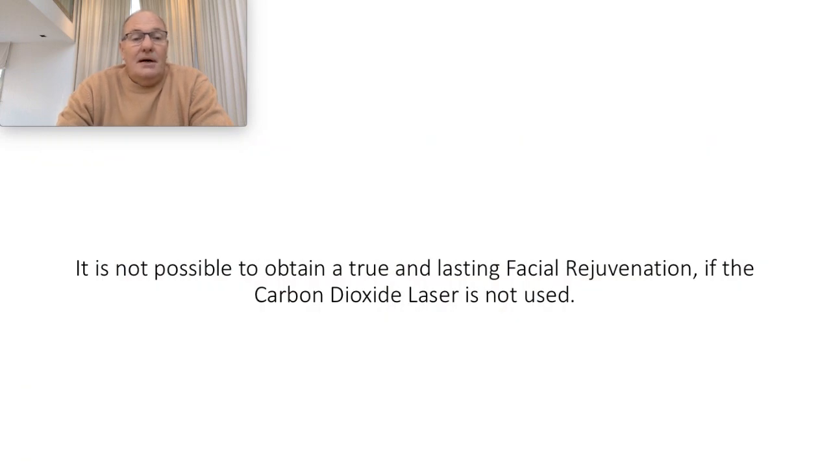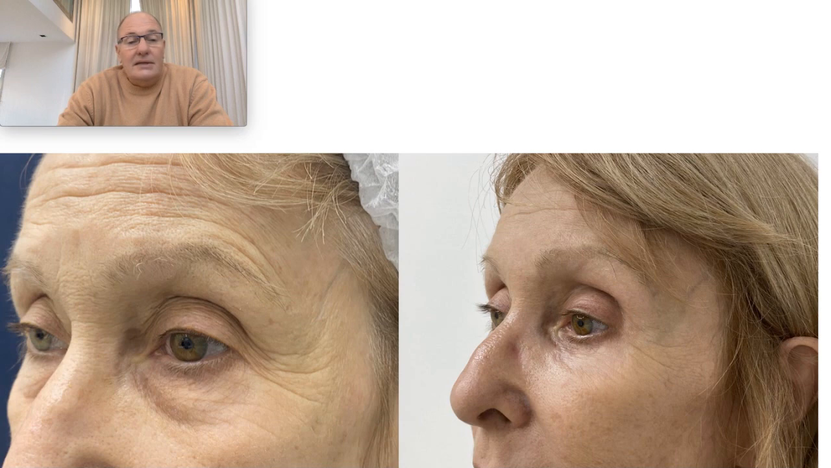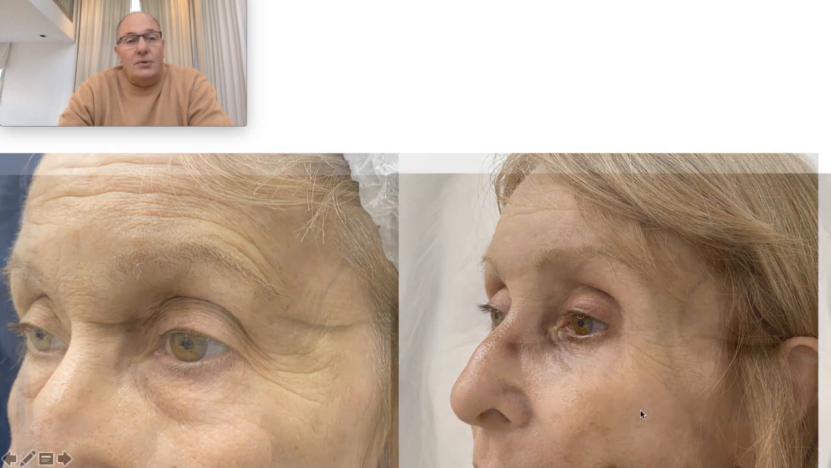As you can see, it is impossible to rejuvenate this skin with the resection of a strip of skin here, and also it's impossible to improve all these wrinkles by removing a thin strip of this area. But this is the result: no scar, skin rejuvenation instead of skin damage. It is impossible to obtain a true and lasting facial rejuvenation if the surgeon does not use carbon dioxide laser. And this is the result: a complete periorbital rejuvenation without skin resection.